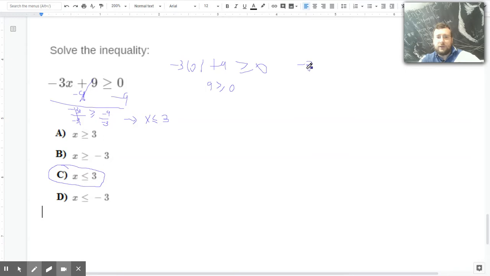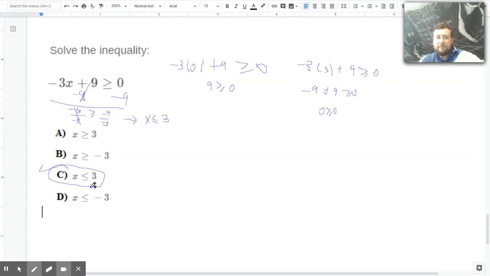So negative 3 should be plus 9, should be bigger than or equal to 0. Let's see. This is negative 9 plus 9, which is 0. And therefore, 0 is bigger than or equal to 0. So that works. So I used two numbers which are smaller than the x, and both of them proved that this solution does make sense. So I'm very happy that C is the right answer.